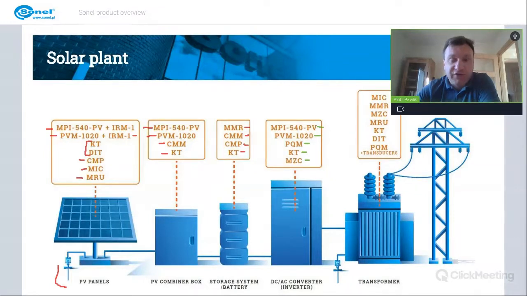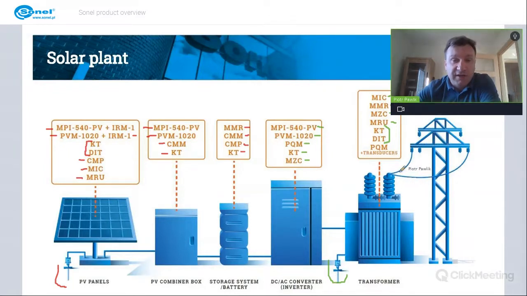In a transformer, we can check the windings, their insulation with insulation resistance meters of MIC series, their continuity with micrometers MMR series. We can check short circuit loop impedance with MZC series. We can check the grounding of the transformer, so that will be MRU 120 or MRU 200, the ground resistance meters. Any overheating elements we can find using thermal imagers of KT series or pyrometers of DIT series.